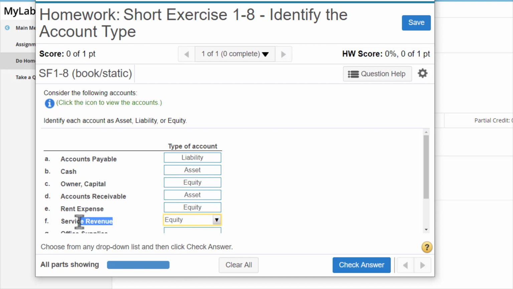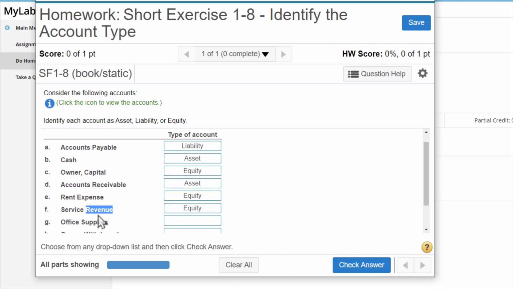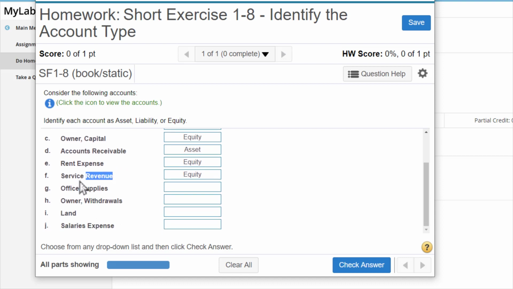And when do we record revenue? And specifically, when do we record service revenue? Whenever you provide a service. So when we sell a service, you record revenue. All right, office supplies. So these are things like your printer paper, your staples, stuff like that.